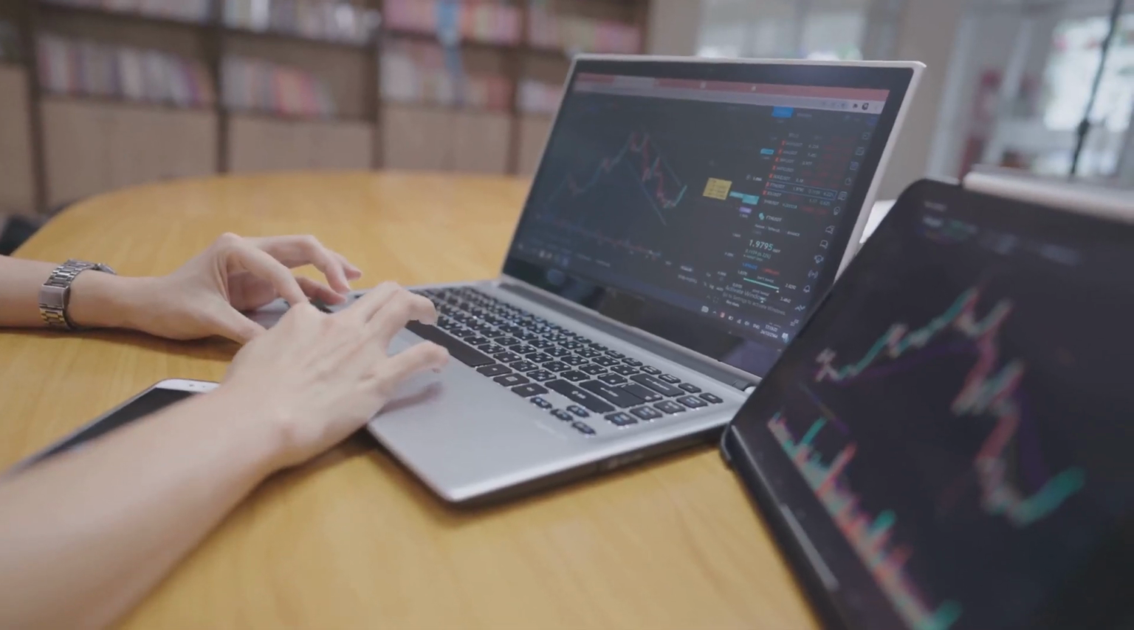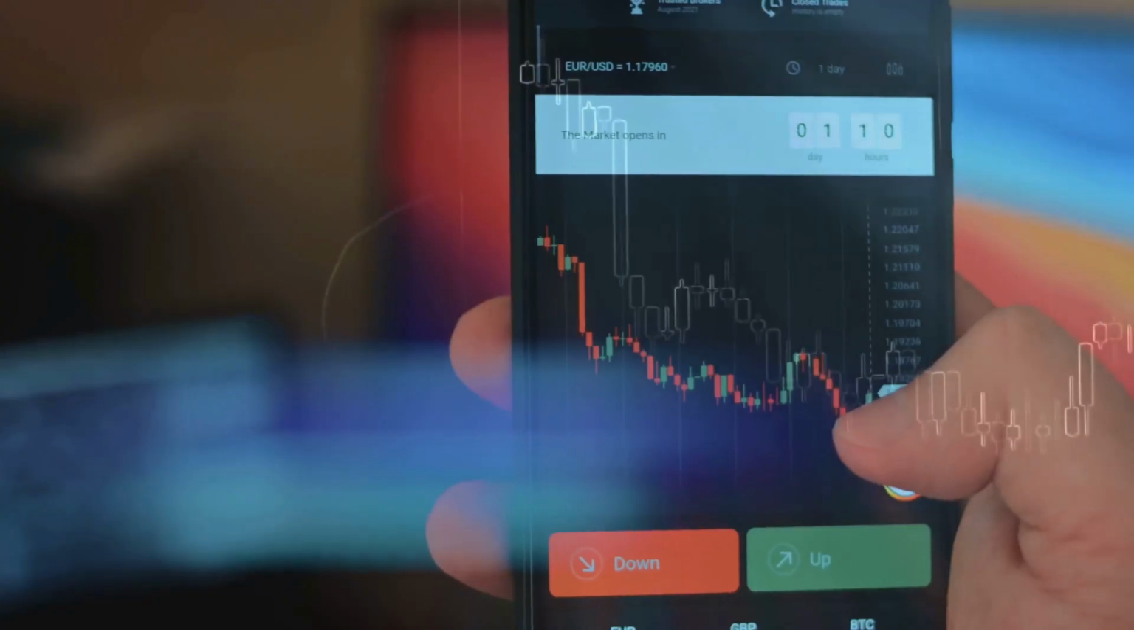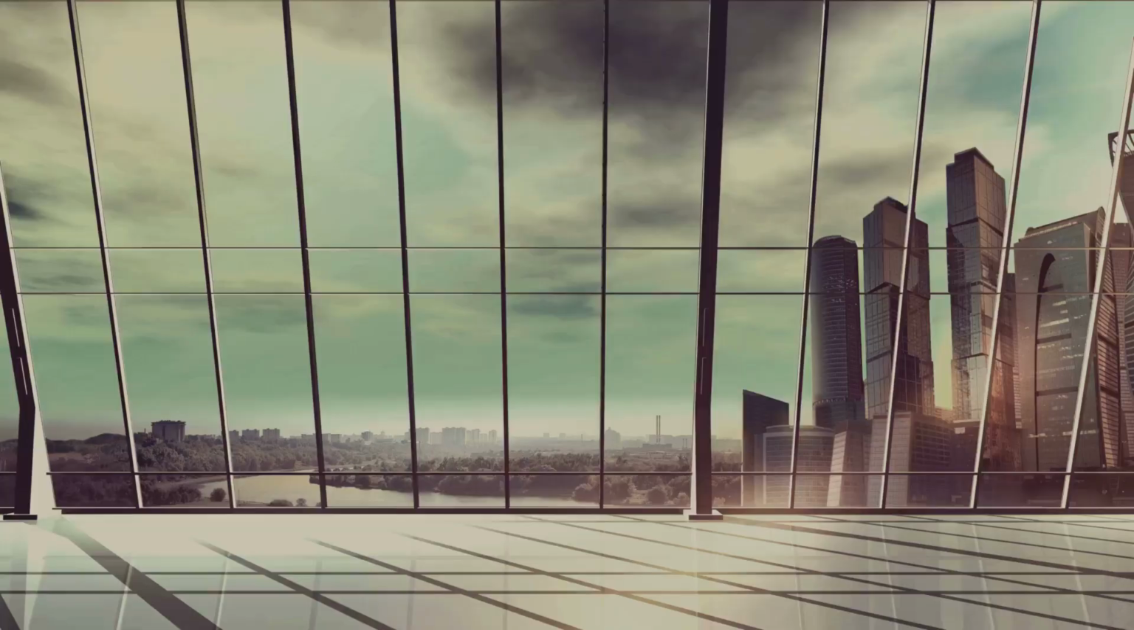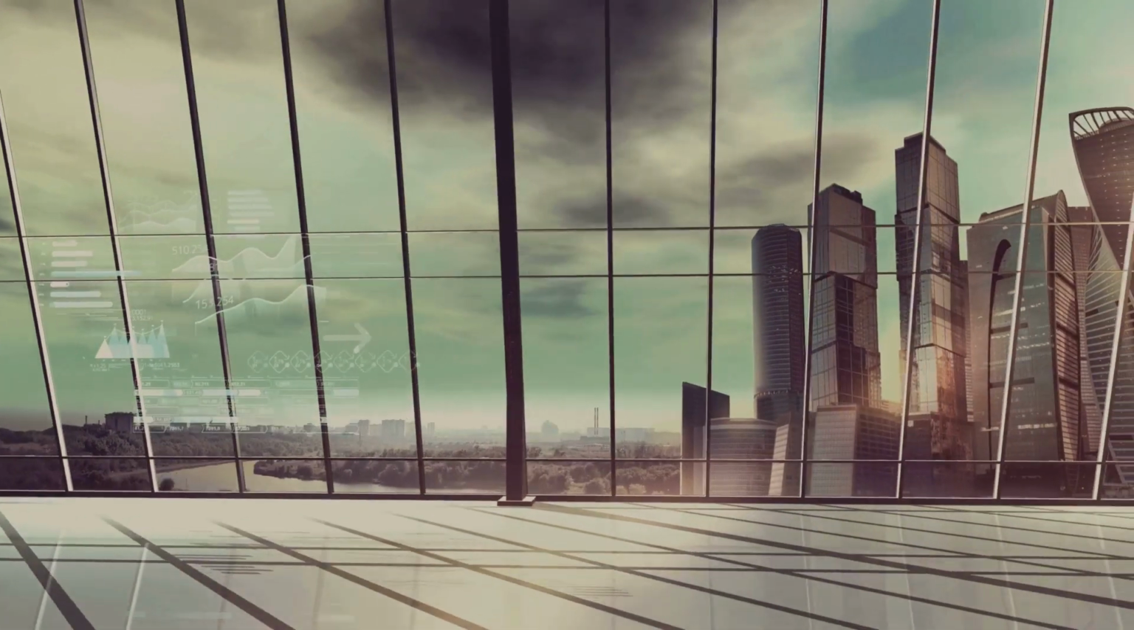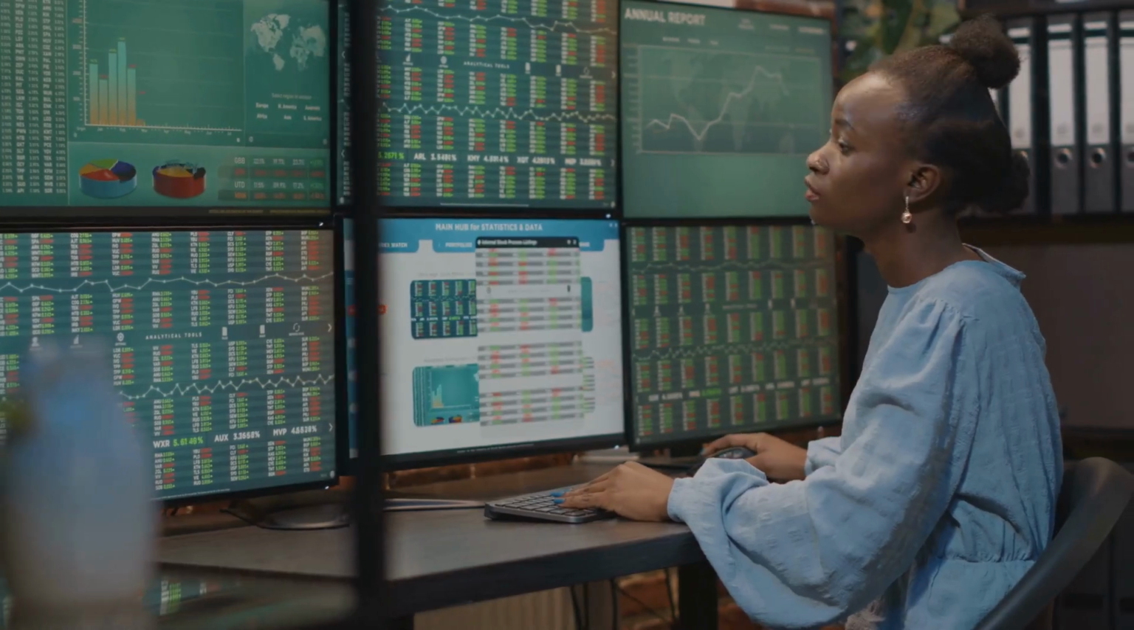Avoid overcomplicating your charts with too many indicators or VWAPs. Simplicity and clarity are your allies. Never trade without a stop loss or a clear exit plan. Hope is not a strategy. Define your risk before you enter.